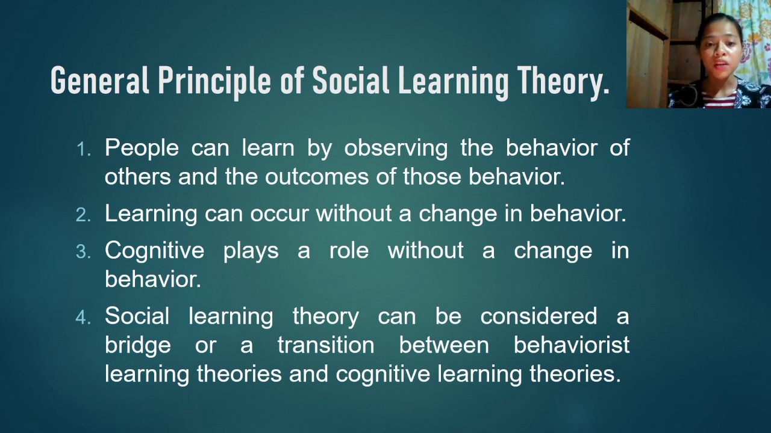Number two, learning can occur without a change in behavior. Maaaring mangyari ang pagkatuto ng walang pagbabago sa sarili. Number three, cognition plays a role in learning. Over the last 30 years, social learning theory has become increasingly cognitive in its interpretation of human learning. Awareness and expectation of future reinforcement or punishment can have a major effect on the behaviors that people exhibit.